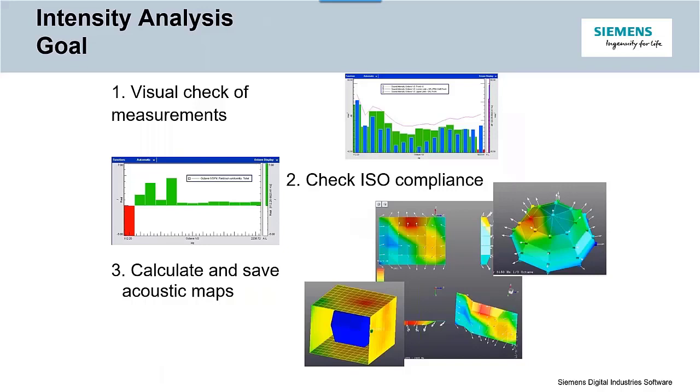Once you measure this data, we go through the sound intensity analysis, where you can visualize the data measurements to check the data quality. You can check whether the data is compliant with the ISO standards. The field indicators are calculated automatically, and you'll be able to see them. You'll also be able to generate acoustic maps to identify the hotspots and do the sound power calculations and so on.